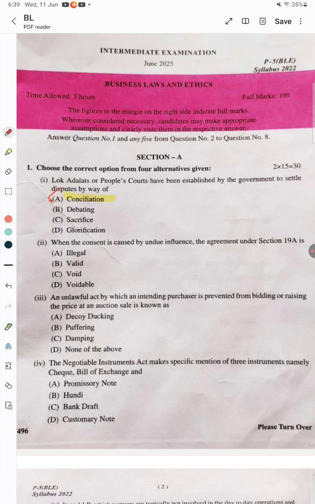Not illegal, not valid, not void. So, voidable is the correct answer. Please make note of it. Voidable means what? Actually, it can be valid or void. It depends upon the aggrieved party. So, D is the correct answer.